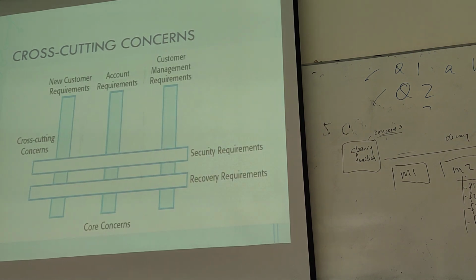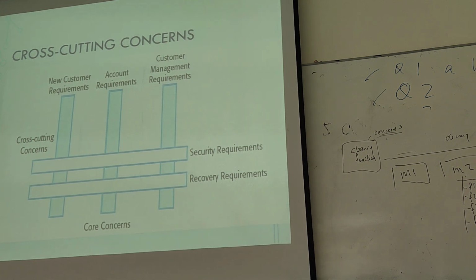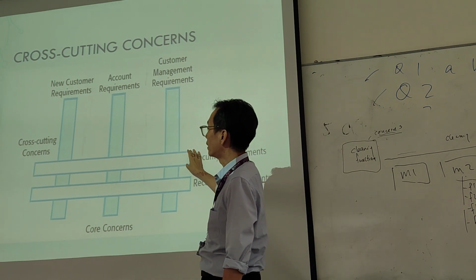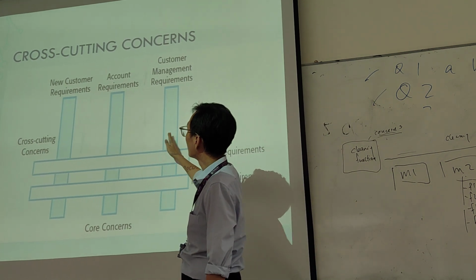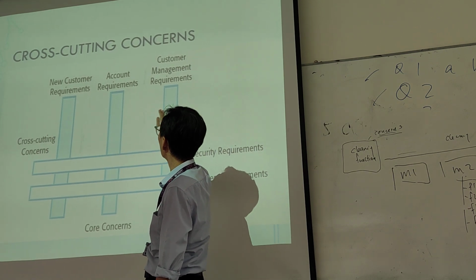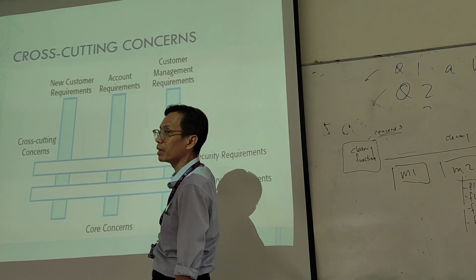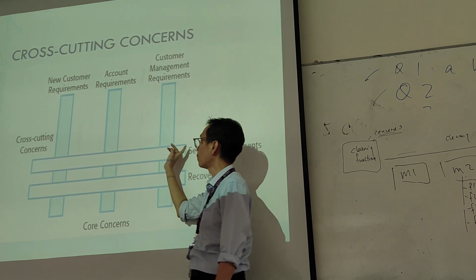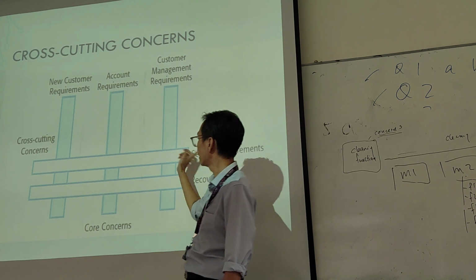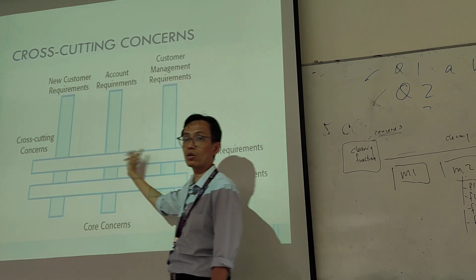So this diagram shows the cross-cutting concern. You can see that this security requirement happens in the new customer requirement, account requirement, and customer management requirement. So when we want to implement this requirement, there should be code here, code here, and code here. This is not a good practice.